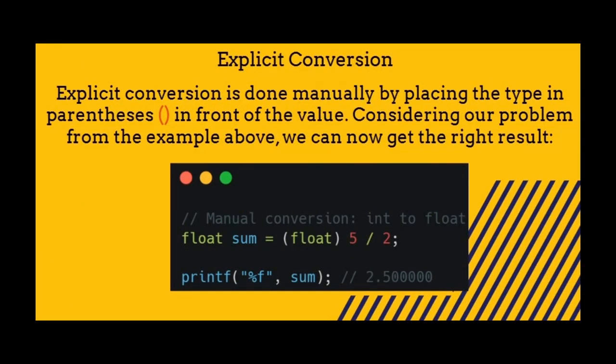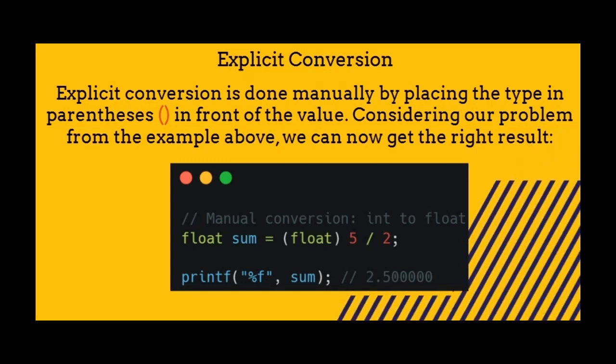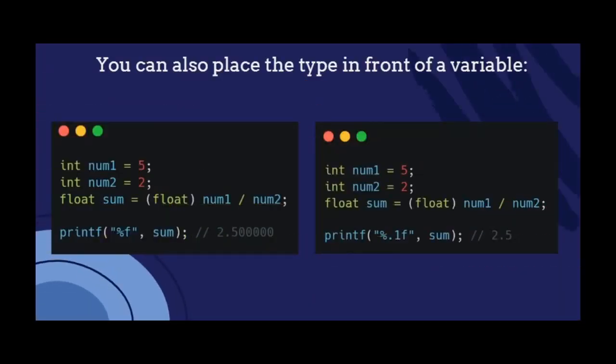Explicit conversion. Explicit conversion is done manually by placing the type in parentheses in front of the value. Considering our problem from the example above, we can now get the right result. You can also place the type in front of a variable, like this example.